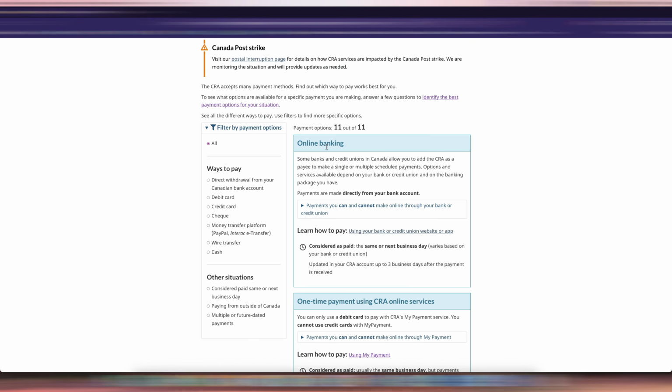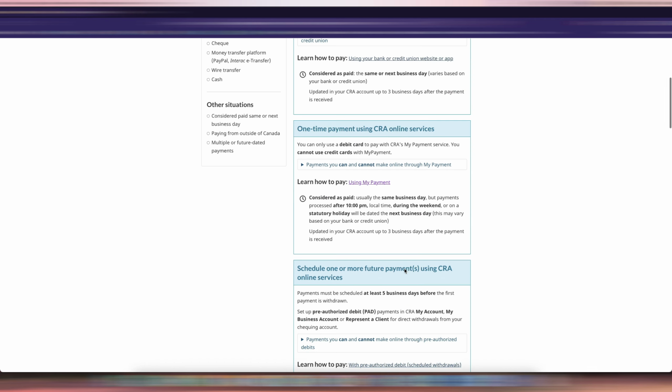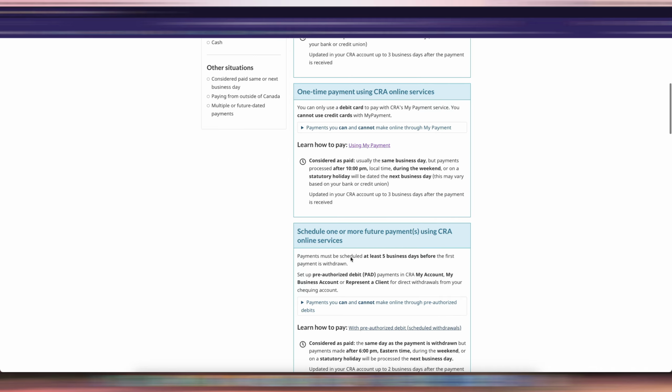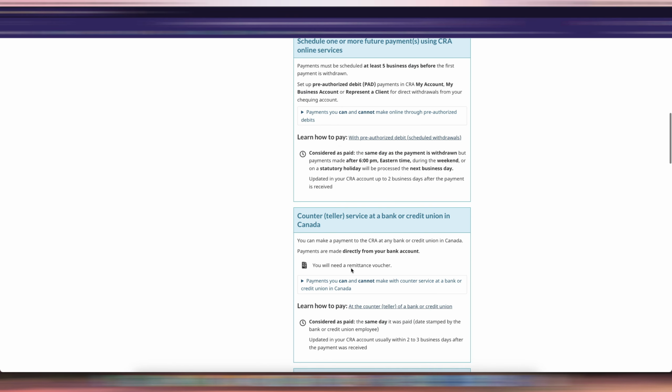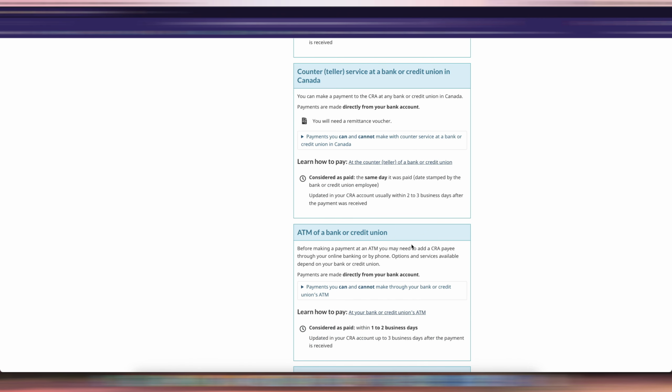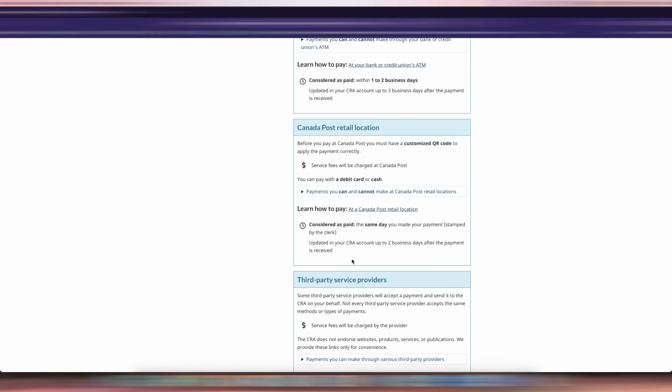So number 1, online banking. You can do this. Again, we're not going to go through it this way. Next would be the CRA online service using My Payment. We're going to do this today. And then you can use the CRA My Business account to do this. We're not going to do it. So people who don't have or don't know their logins, don't worry. You'll still be able to do this. And then you can do it via your bank or credit union. Again, we're not going to do that today.